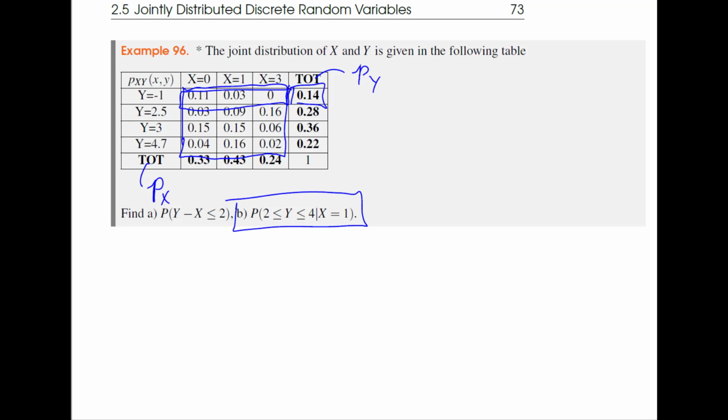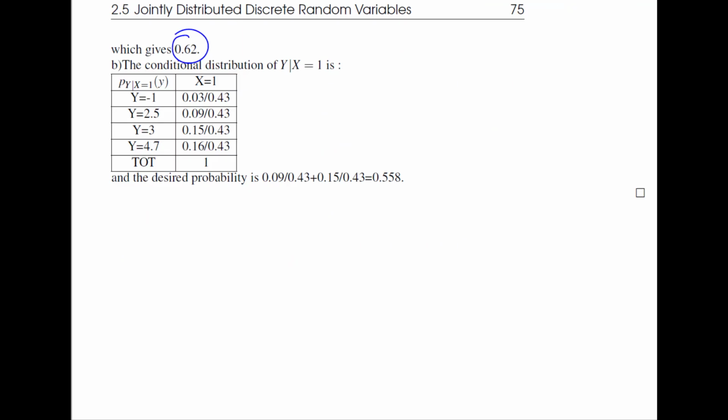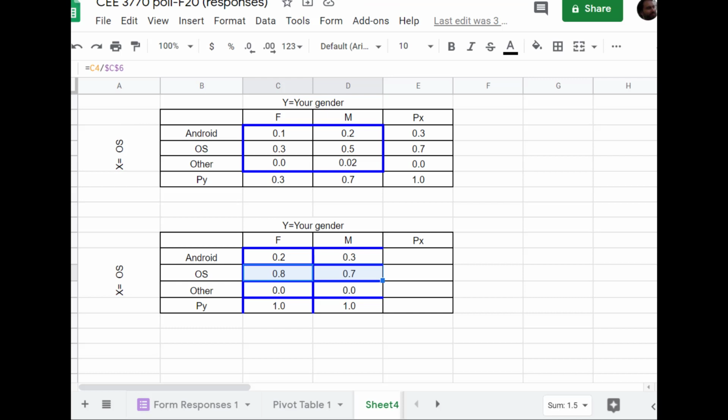Okay, so the question is this probability. Given that x equals 1, what is the probability that y would be between 2 and 4? Whenever you have a conditional probability, you have to compute the conditional distribution. Remember we did it last time in this example, where you focus on one column, whichever is the one given to you, and then normalize.